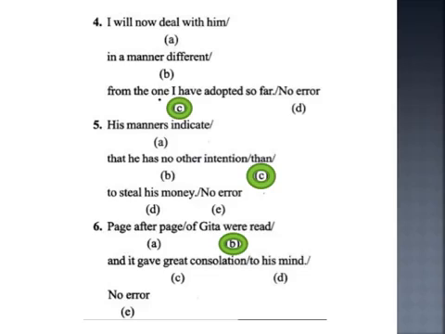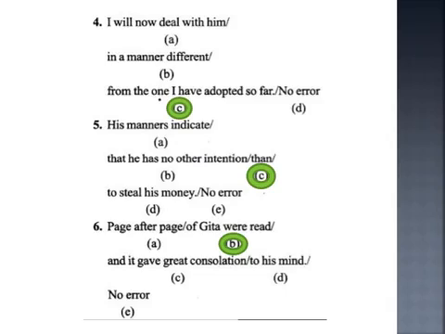Question number 6. Page after page of Gita were read, and it gave great consolation to his mind. No error. So what is the error here? Of Gita were read. Page after page of Gita. Remember, here it is referring to Bhagavad Gita. And Bhagavad Gita is a sacred book. It's a holy book. And in the case of holy book, we have to use article the. So the Gita.